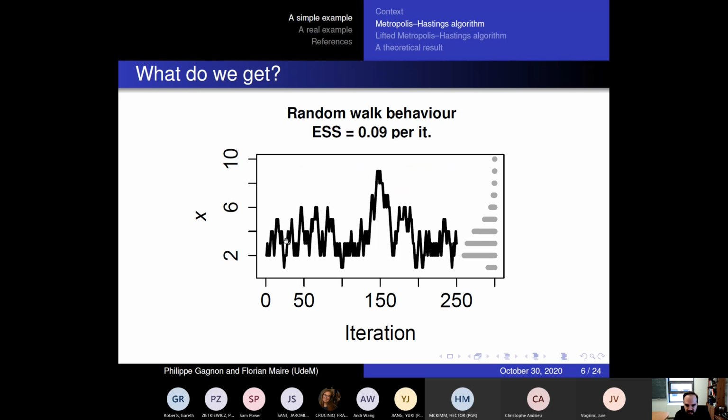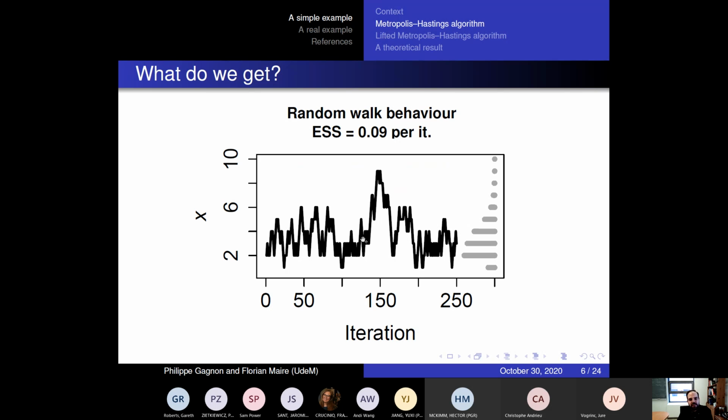So let's say you implement it and you get this, in this example, which is just a representation of the PMF. The horizontal bars basically tell you the probability of a state under the target. So you have something unimodal. The longer the bar, the higher the probability. And you use a random walk proposal, so you have a random walk behavior, with a lot of oscillations.